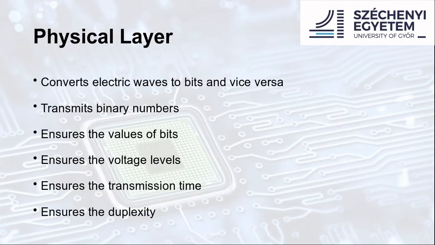The physical layer is where data is transferred. Moreover, this layer converts electric signs to bits and transmits them to upper level. It has to ensure voltage levels, bit values, transmission time, and duplexity as well.